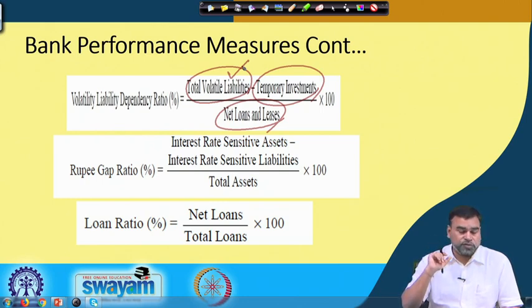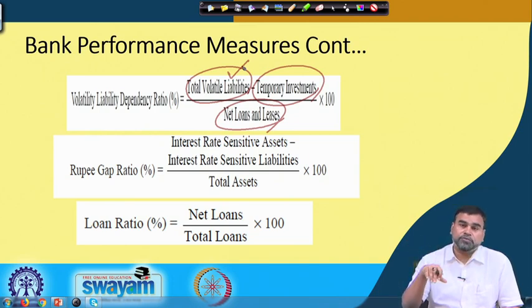So, that also is considered a performance measure for the commercial bank. Then another very straightforward or linear measure, a simple measure the bank can use, is net loans to total loans. How much loan can be recovered, what is the probability that the loan can be recovered, and how much total loan they have given.